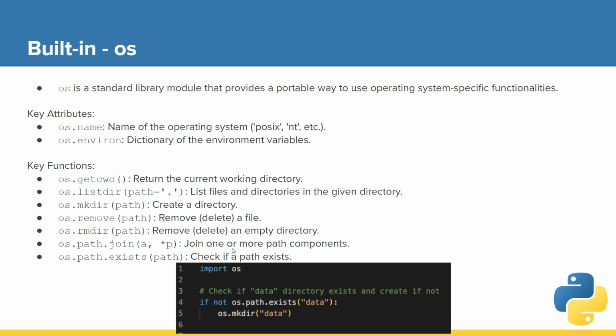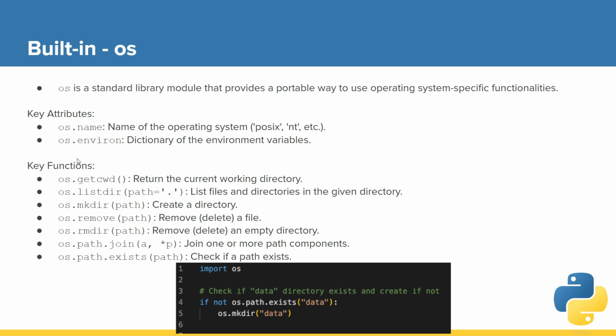os.path.join, we could join one or more path components such as a desktop path and then we could join a file name to that. It's working with file paths. It helps make that a little bit easier. And then os.path.exists will check if a path exists. We have an example here of a code snippet. If the data directory does not exist, then create it. If not os.path.exists data, then mkdir data. So that would be for the current working directory.